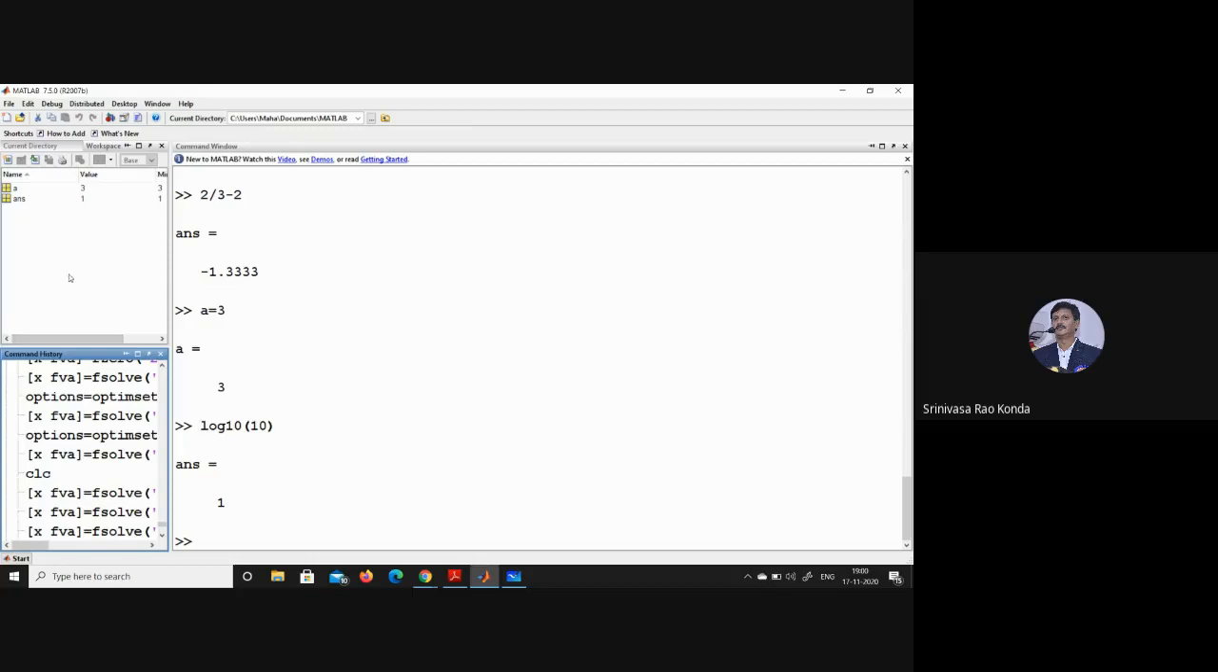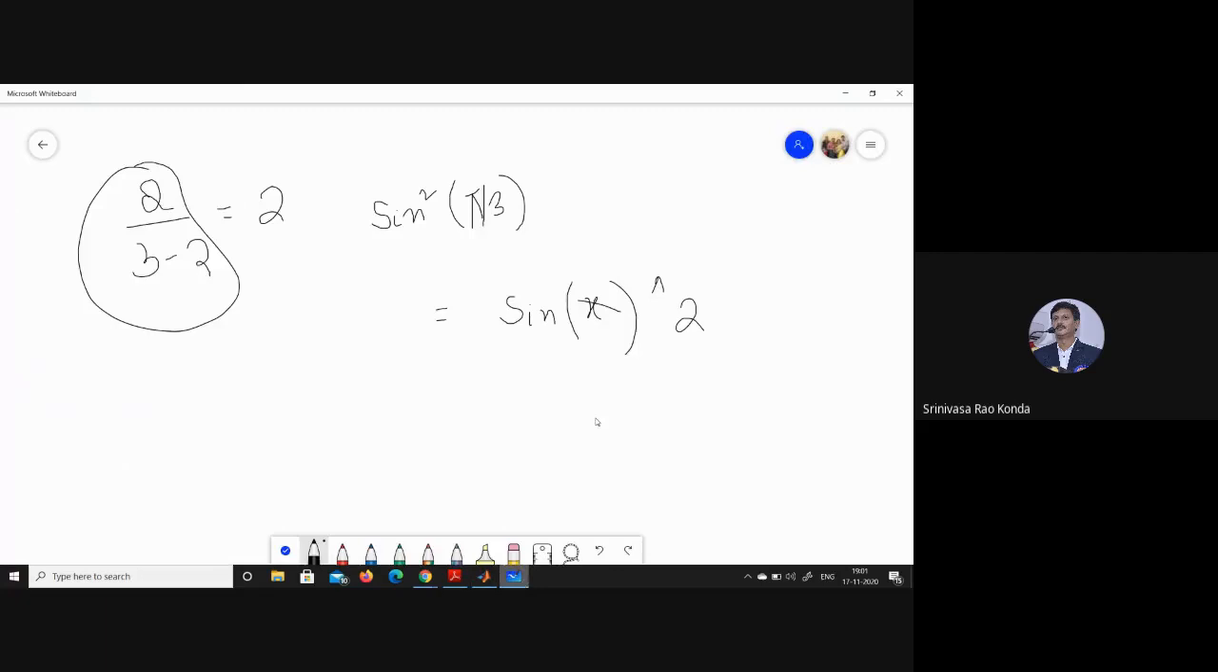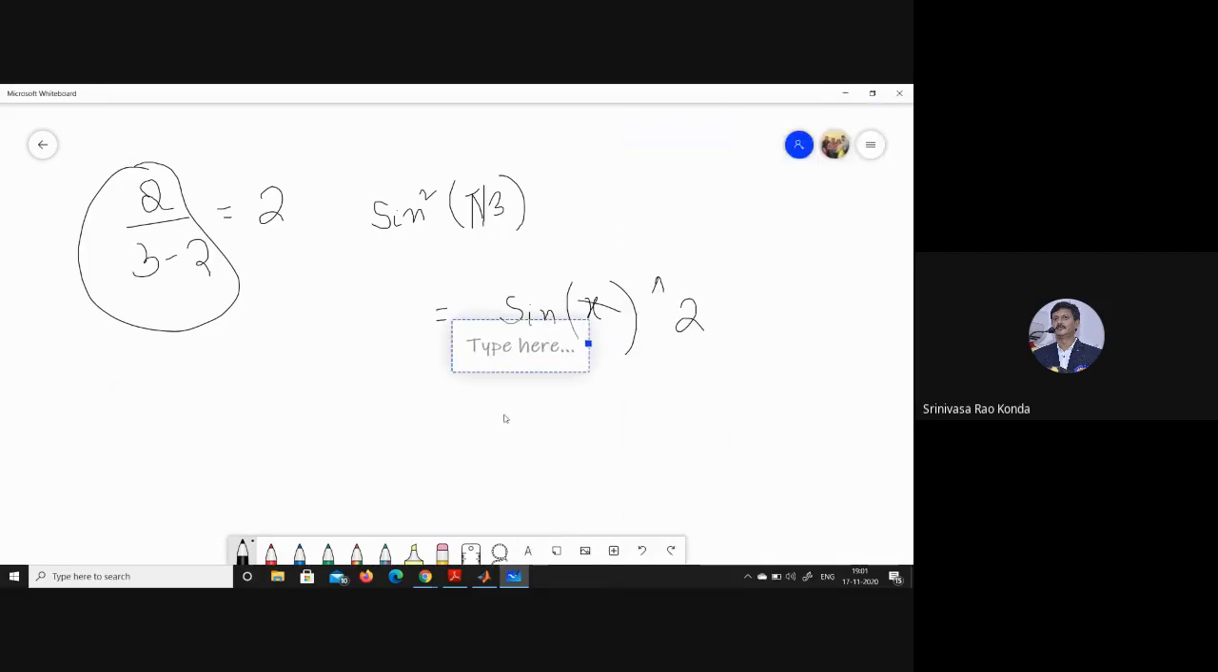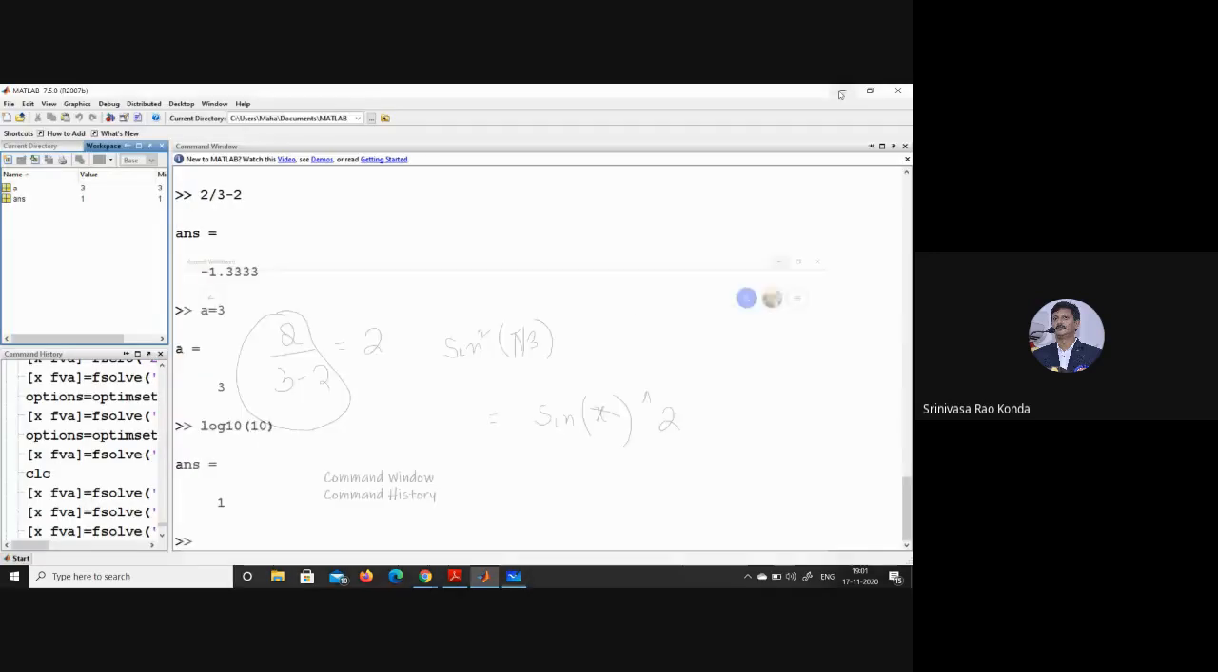There is another window on top. Now we are familiar with two windows, am I correct? One is the command window, and another one is command history. The other one is workspace. So now I am going to explain what workspace is.